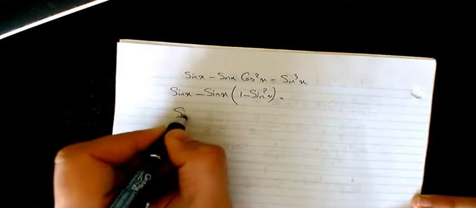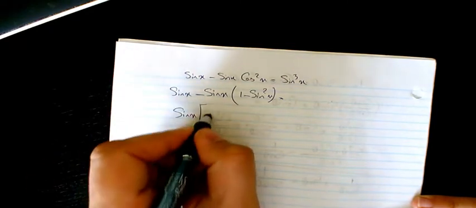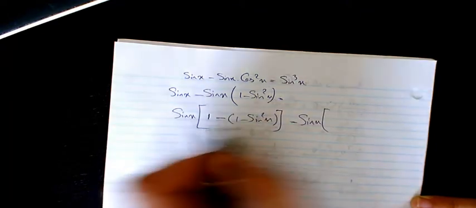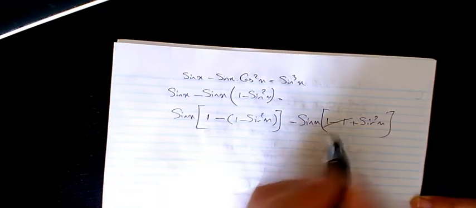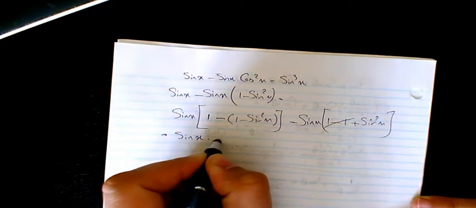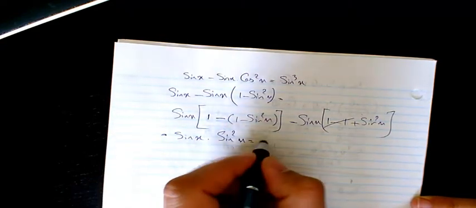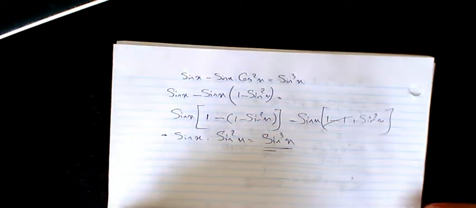Then I factor sin x, I will have 1 minus sin squared x. So it will be sin x times 1 minus 1 plus sin squared x. These two cancel out, so I will have sin x times sin squared x. So sin x times sin squared x will be sin cube x. So that's what you see here.